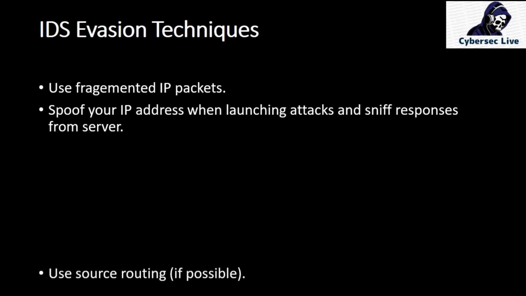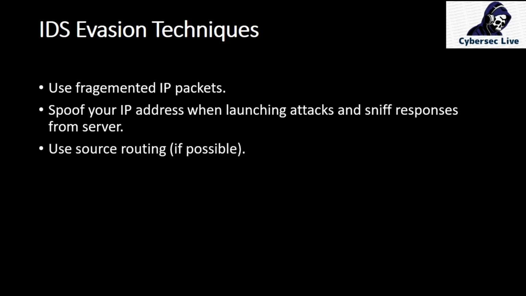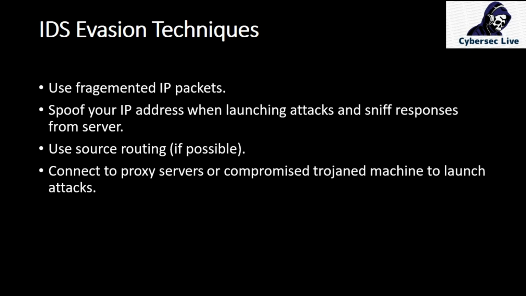Okay, so the next point we have, use source routing if possible. Connect to proxy servers or compromised Trojan machines to launch attacks. So whenever you are ready to launch an attack, just remember to use some proxy servers, maybe Tor, or any other proxy servers you can use, so that at least your IP is not going to be disclosed.